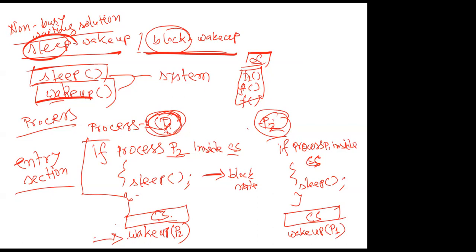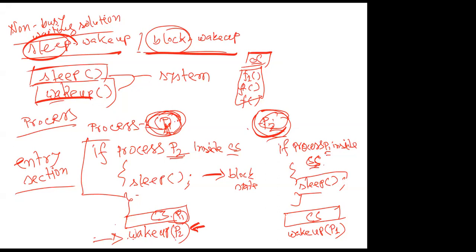Why? You see, what will process P1 do? If process P1 is interested in the critical section, it will check whether process P2 is inside the critical section or not. If it is not, then it will execute the critical section first. If P2 is in sleep mode, which process will wake up process P2? Process P2 actually went to sleep mode because process P1 is inside the critical section. So it is process P1's responsibility to wake up process P2. After completing execution, it will wake up process P2.